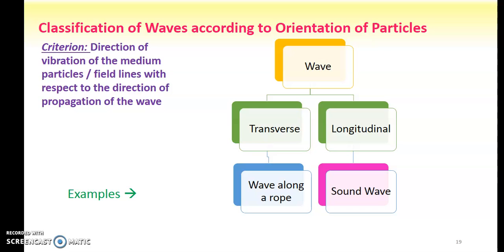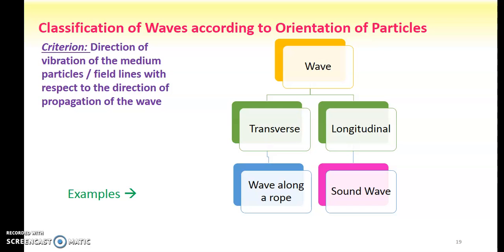For this section, we are going to explain the classification of waves according to orientation of particles. The criterion is direction of vibration of the medium particles, studying the direction of vibration of the medium particles with respect to the direction of propagation of the wave. According to this criterion, a wave could be a transverse wave or a longitudinal wave.